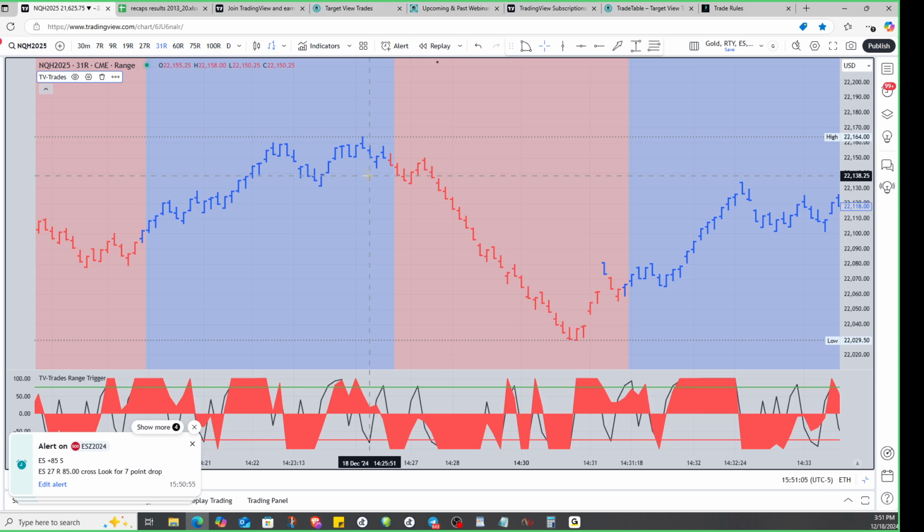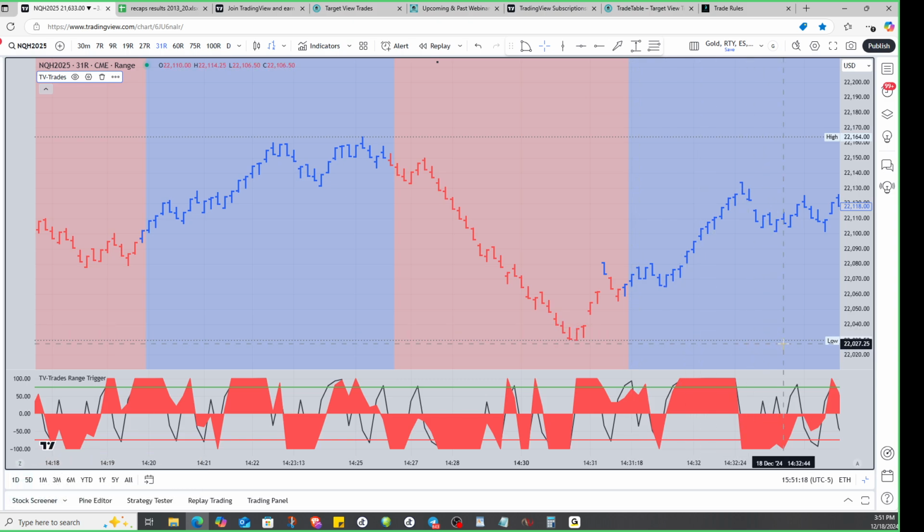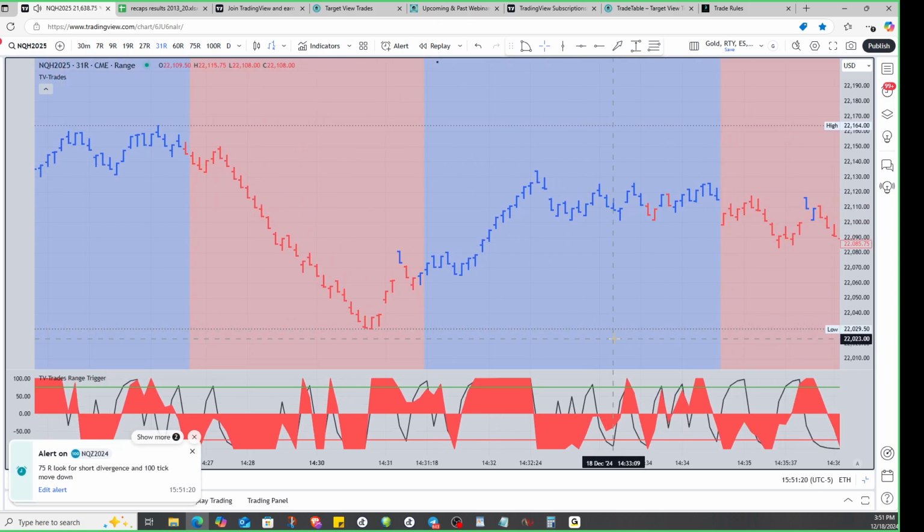Only take trades with the blue if you only take long trades that are in the blue. Only take short trades that are in the red if you wanted to do that. If it gets in the overbought, sell it. If it gets in the oversold, buy it. You can do that if you want to, but you're buying at the open of the next bar. You're not waiting for it to come out of the overbought or out of the oversold. You're buying at the open of the next bar once it gets there.